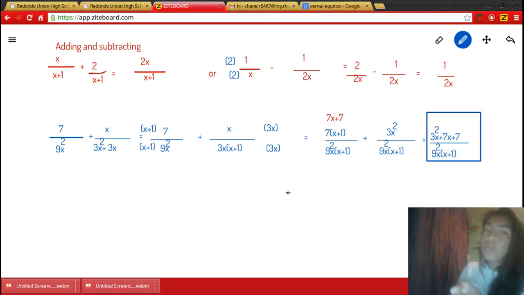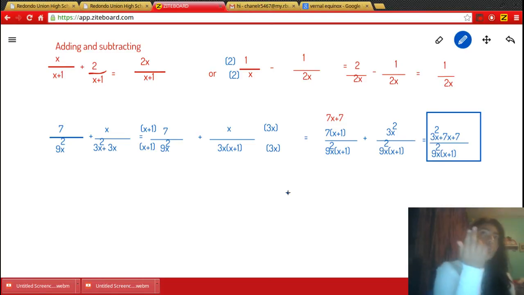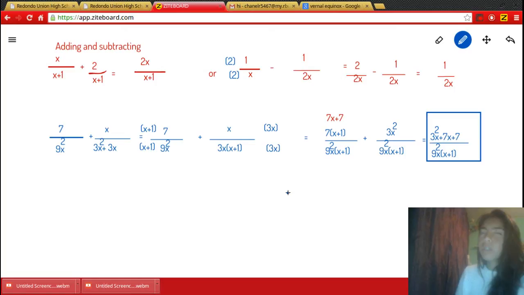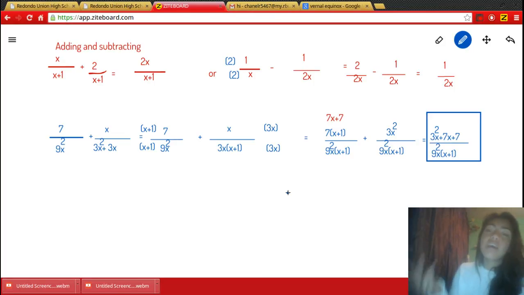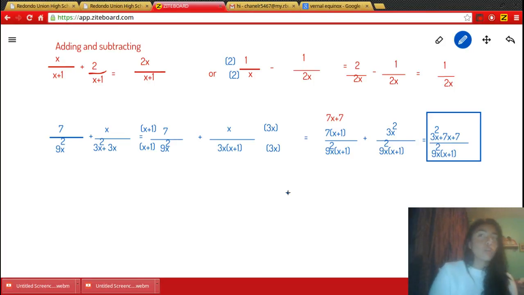So on 1 over x, you multiply it by 2 on top and 2 on the bottom. I know it's also called a 1 over 1 multiplication, but I don't remember, and it's late, and I don't want to remember, so we're just going to say 2 on top and 2 on bottom. Just remember to multiply both top and bottom, okay? So you end up with 2x on the denominator. Both are equal, so now you may subtract. 2 over 2x minus 1 over 2x, you get 1 over 2x.